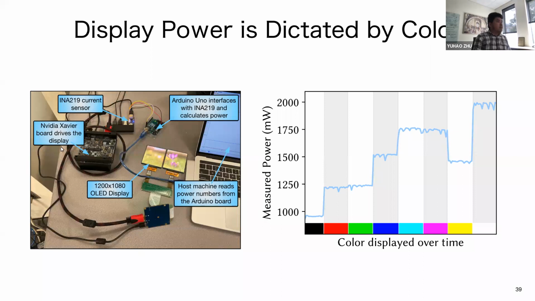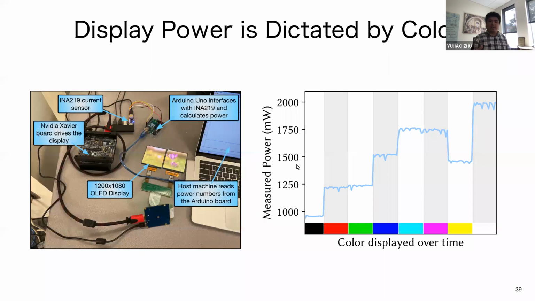But this is the color display power measurement setup that we built. This is a pair of display modules that's used in VR headsets. You have a current sensor interfaced with an Arduino board, which runs a driver that we wrote that collects the power data, and then the power data is transmitted to the host, and we can plot the power. As we cycle through different colors, the power on the y-axis changes.